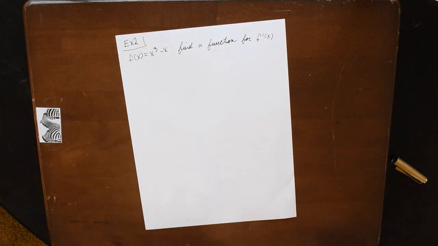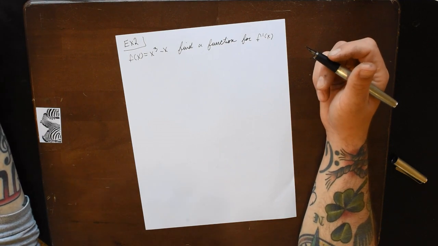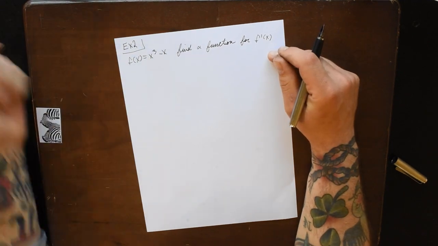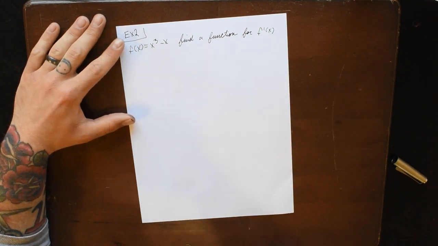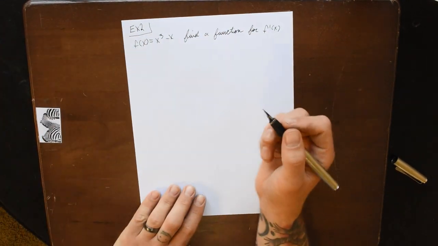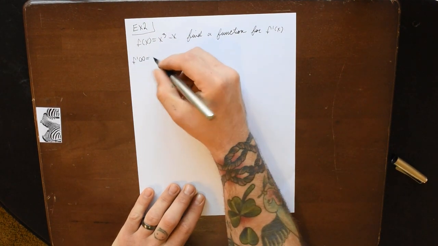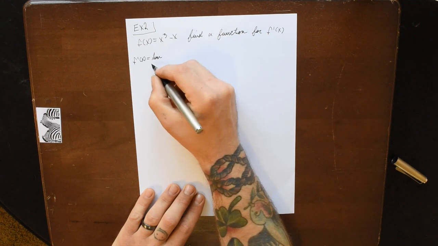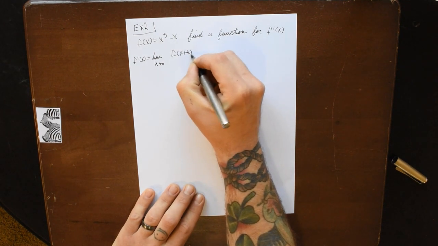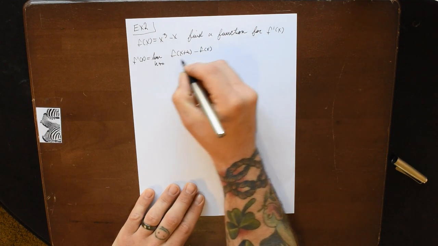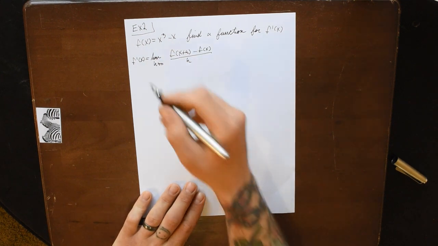Yes, right example. Find a formula for f prime of x, is the way the book says it, and then we're going to illustrate that formula by graphing f and f prime on the same coordinate system. So for finding a formula for f prime of x, we need to use the limit definition of a derivative. We know that f prime of x is equal to the limit as h approaches 0 of f of x plus h minus f of x all over h. And we know what f of x is, it was given to us.